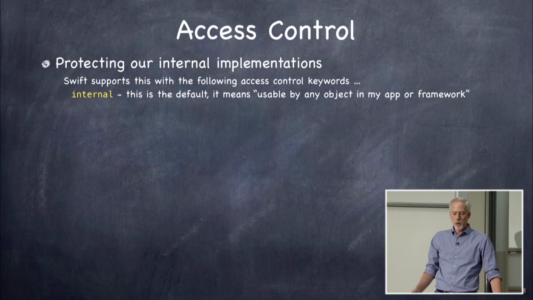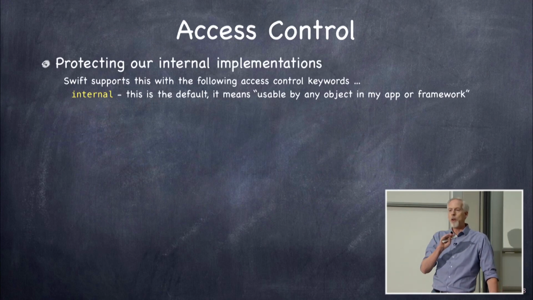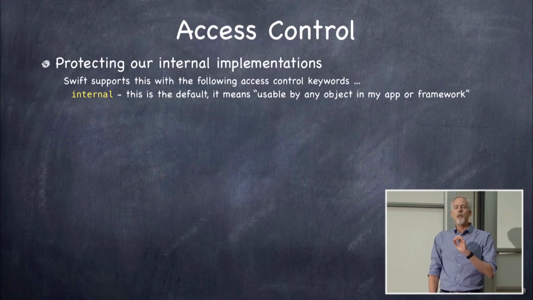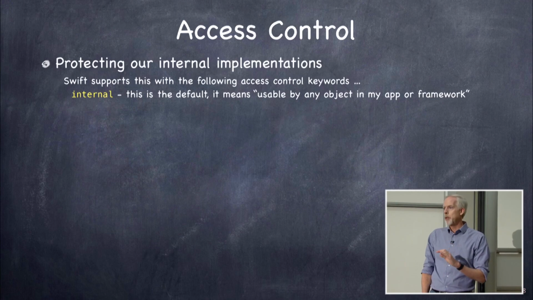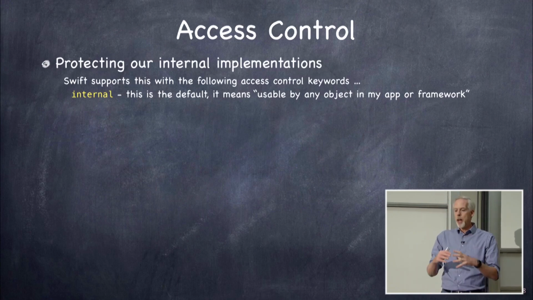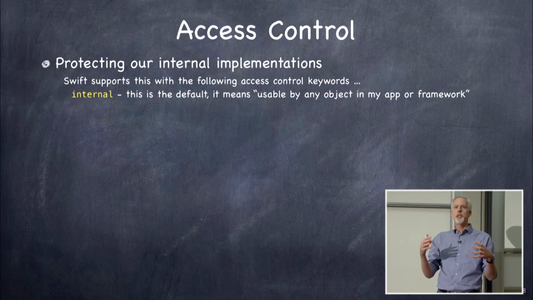So what are these keywords? Well, the first one is called internal. These are keywords you put in front of vars and funcs, or even classes and structs. You can make entire classes and structs have their access controlled. So the default is internal. This one we never actually type in because it's the default. So all the methods and vars we've done so far in concentration are all internal. Now, what does internal access control mean? It means anyone in your app, any object, any code anywhere, can call that method or access that var. So it's pretty much unlimited control inside your app.